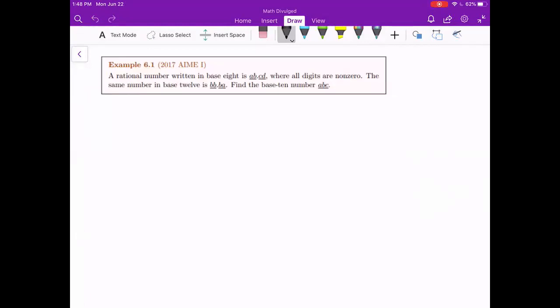The problem states that a rational number written in base 8 is ab.cd, where all digits are non-zero. The same number in base 12 is written as bb.ba. And it asks for the base 10 number abc. So basically it wants us to find a, b, and c. If we have these two numbers and they're equal, that means their integer parts and their decimal parts must be equal as well. So we have ab in base 8 is equal to bb in base 12, and point cd in base 8 is equal to point ba in base 12.